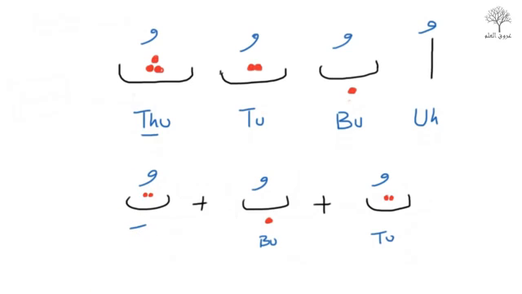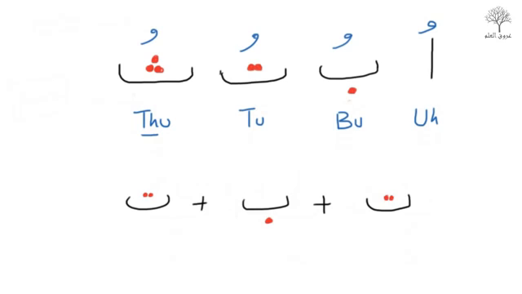Okay, let's have a go at merging what we've learned so far in the past three lessons. So this time we have, let's say, that symbol there, we have this symbol here, and we have this symbol here. Okay, so how are we going to pronounce these? So this is going to be ta, this one's going to be bi, and this one's going to be tu. Ta, bi, tu. Okay, let's have another go.